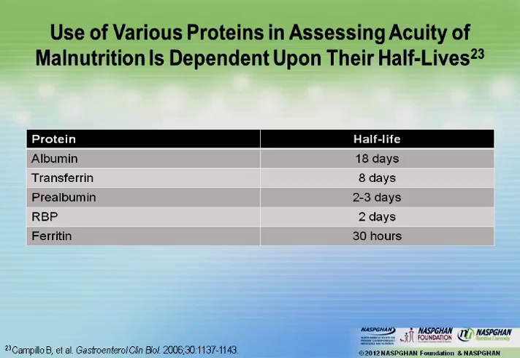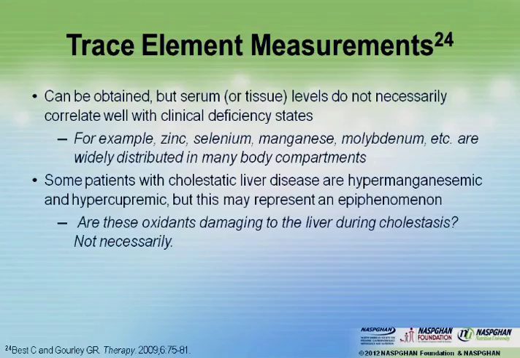And what about these trace elements, and how do we measure those? Well, tissue levels and serum levels don't always correlate with nutritional deficiency states. They're widely distributed. For example, when McLean documented zinc deficiency in liver patients, he looked at dark adaptation in adults.